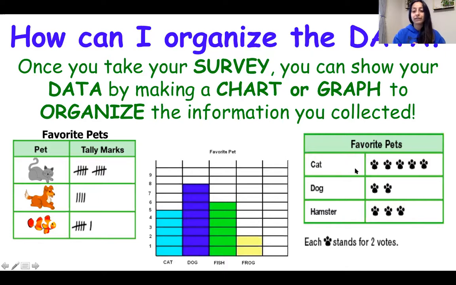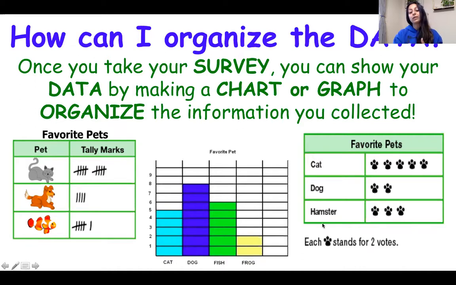Here I have 3 different charts. The first is a tally chart, which uses tally marks to show the data. The second is a bar graph, which uses bars to show the data. And the third is a pictograph because it uses pictures to show the data. All 3 of these charts ask the same question. What was the favorite pet? In this one, the choices were cat, dog, fish. In this survey, the choices were cat, dog, fish, and frog. And in this survey, this person's choices were cat, dog, and hamster.